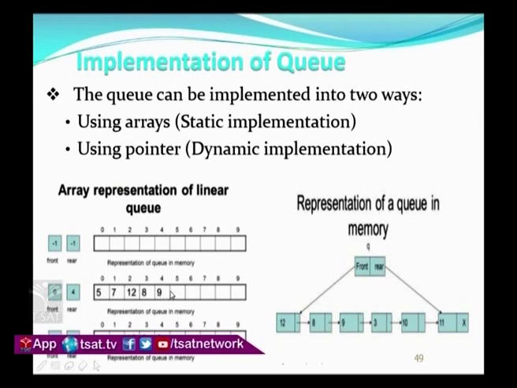Whenever you have to insert an element, it goes into the next position. This operation is called the NQ operation. Suppose you have to remove elements, then front equal to 2 means the elements at the 0th and 1st positions are removed, and our front is 2. So this is the queue representation. Here this is the linked list representation. Front represents the first and rear represents the last.